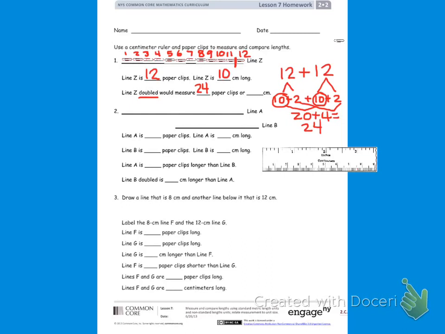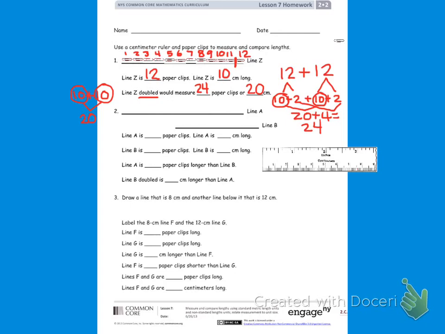Now, if we're doubling the centimeters, we know that line Z is 10 centimeters long. So if we double that, we'll have 10 plus 10. I always circle my 10s. That's all we have this time. So 10 plus 10 is 20. Line Z will be 20 centimeters long if we double it.